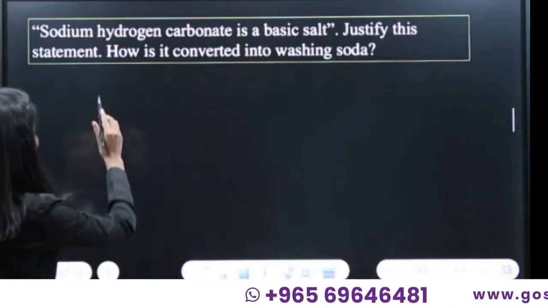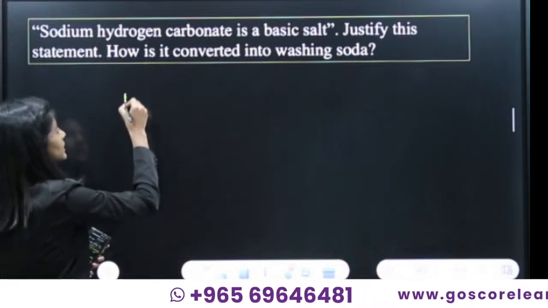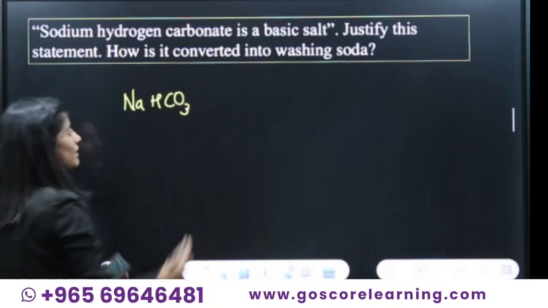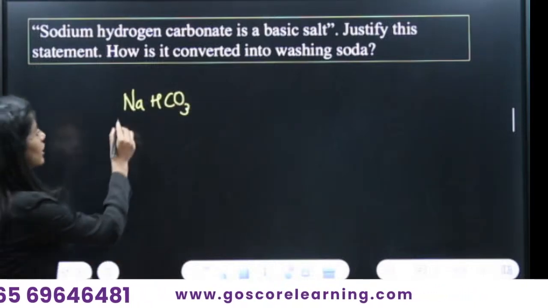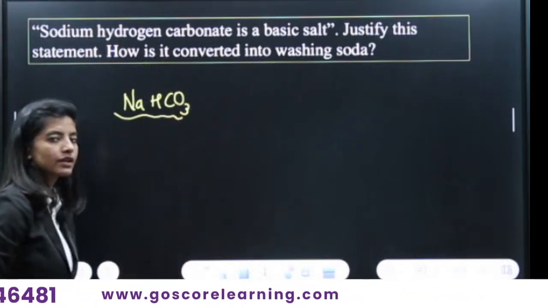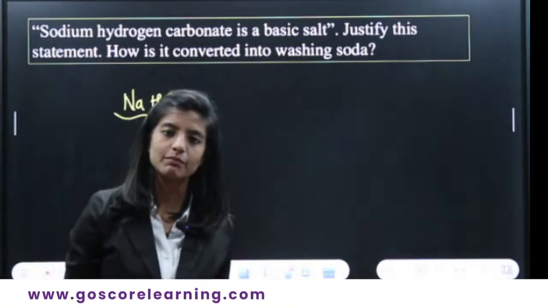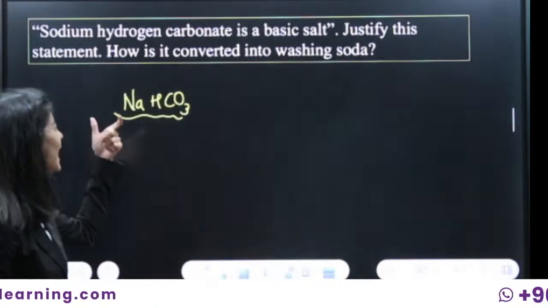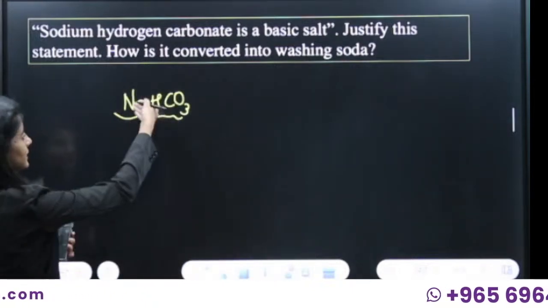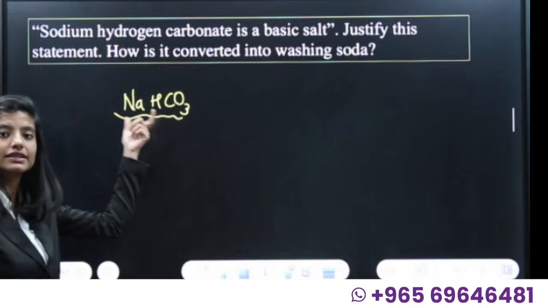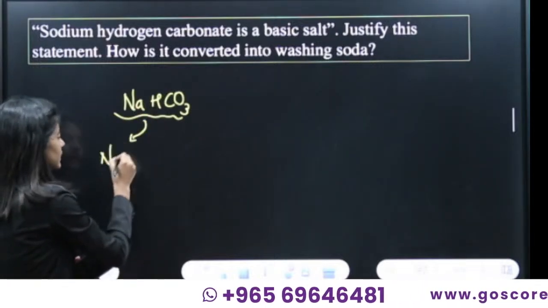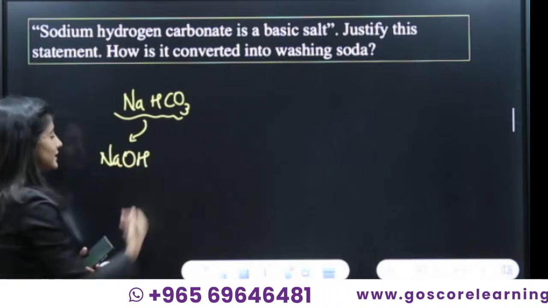Definitely, sodium hydrogen carbonate, what is the formula that we can write? Sodium, hydrogen, and the carbonate. Sodium hydrogen carbonate is a salt. We know that salt can be formed by using an acid and a base. Which is the base behind the salt? Definitely we can learn that it is NaOH. That's correct. It's NaOH.